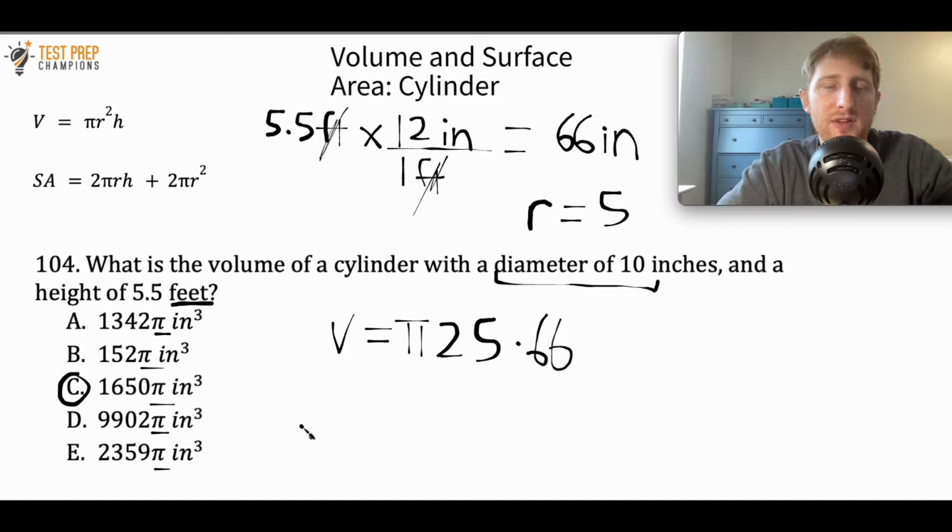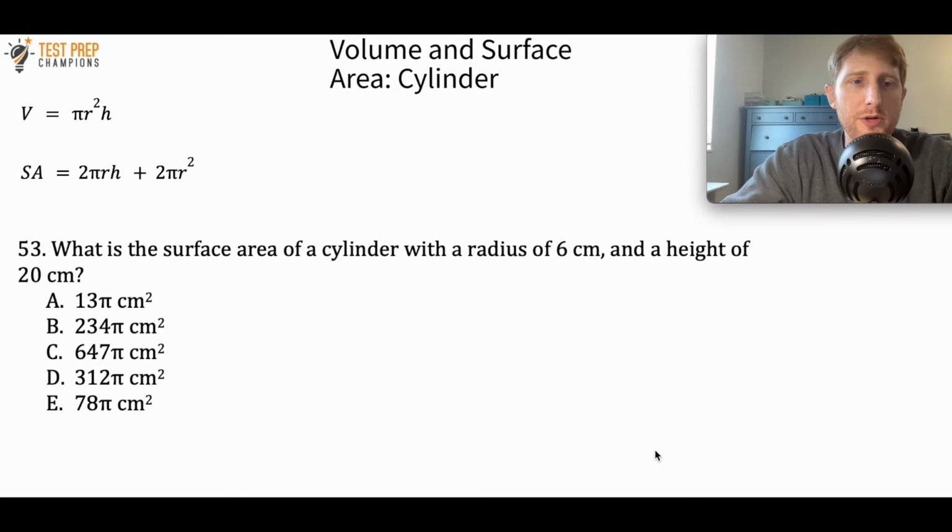Like I said, I feel like this question is maybe a little bit more complicated than a basic volume of a cylinder question would be, but I figured I'd just put it in here because why not? So now we're going to do surface area of a cylinder, and the question is, what is the surface area of a cylinder with a radius of 6 centimeters and a height of 20 centimeters?